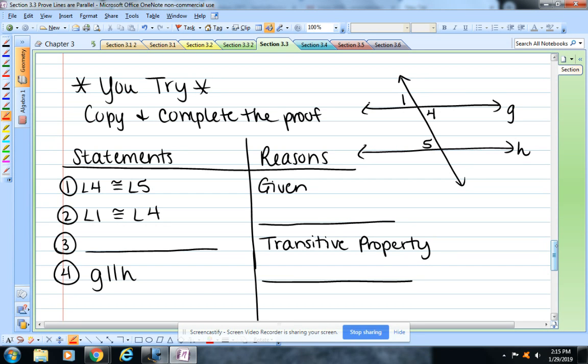Now, y'all, trying and missing these is okay. We're not going to do proofs perfectly right now. This is the first day y'all have seen parallel proofs. But there is no excuse to not try. We're all doing these in pencil. They have erasers for a reason.